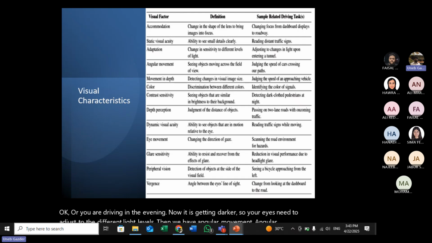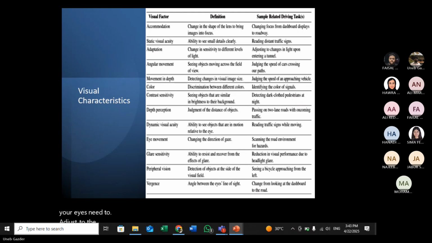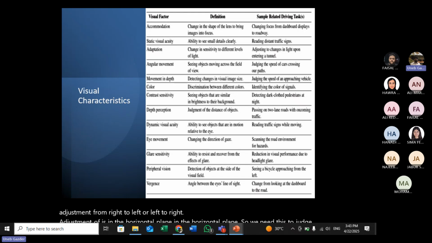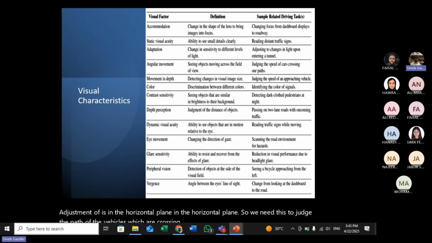Then we have angular movement. Angular movement means your eyes need to adjust in the horizontal field, from right to left or left to right. It is the adjustment of eyes in the horizontal plane. We need this to judge the path of vehicles or pedestrians which are crossing us. A pedestrian is crossing, so he will be crossing from right to left or left to right, right? So your eyes need to see how fast they are, how far they are, and so on and so forth. This comes under angular movement.